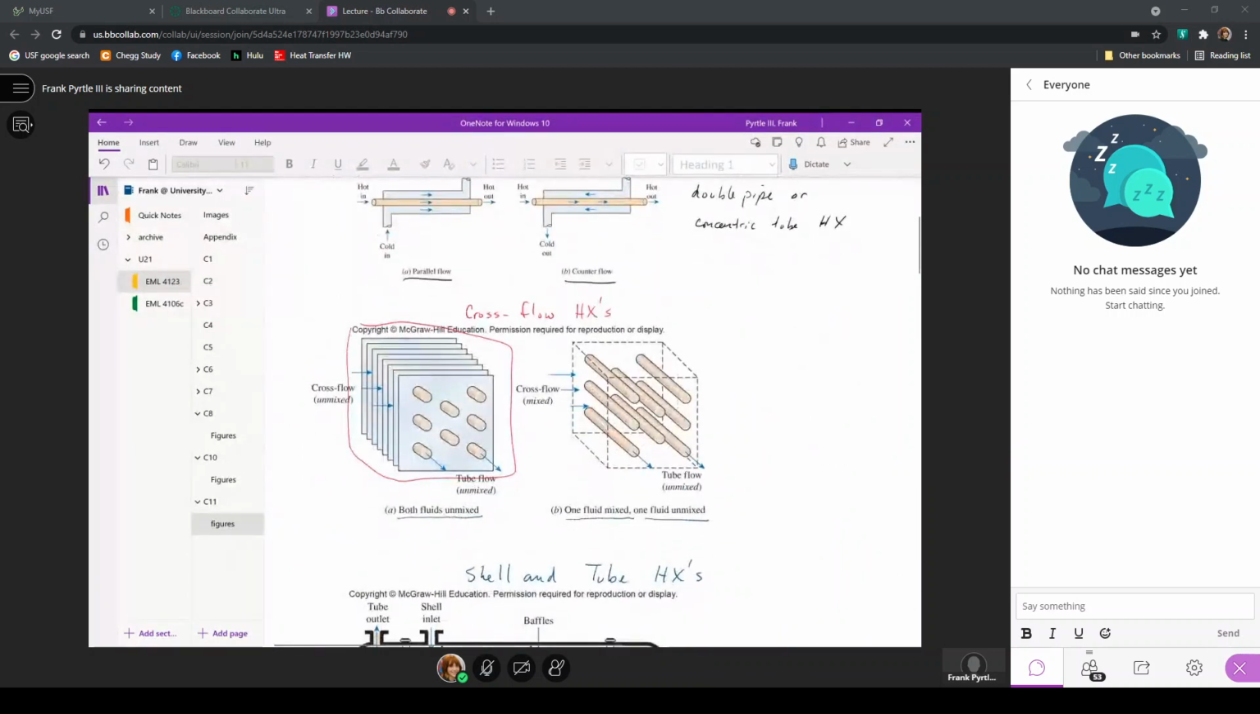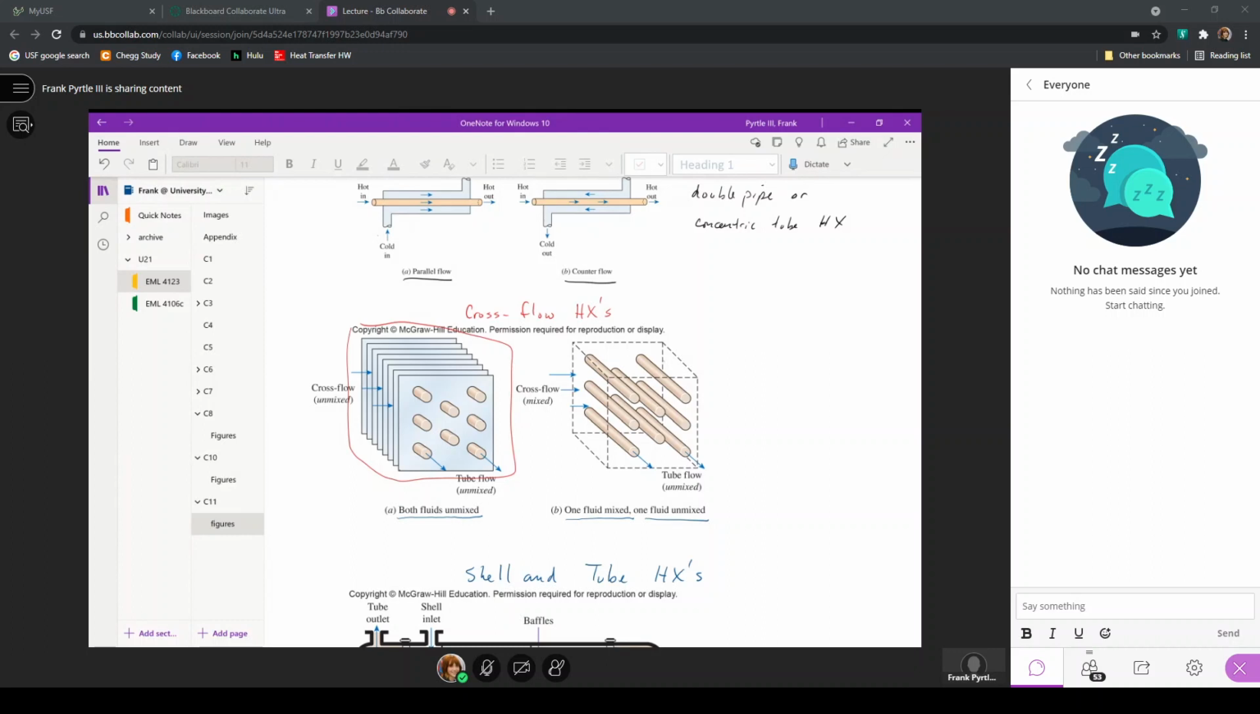We have two, again, both fluids unmixed. The fluid in the tubes is always unmixed. But if we have fins that confine the flow path for the fluid that's moving on the outside, the cross flow fluid, then that's both fluids unmixed. If we don't have fins, then the cross flow fluid is considered to be mixed in that it can move around throughout the volume that makes up the heat exchanger.